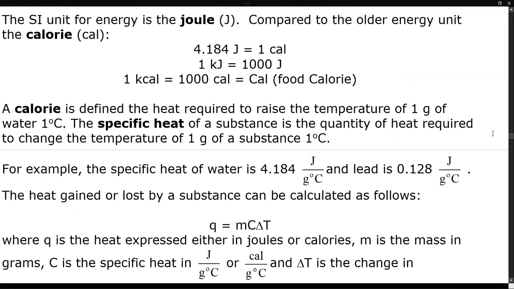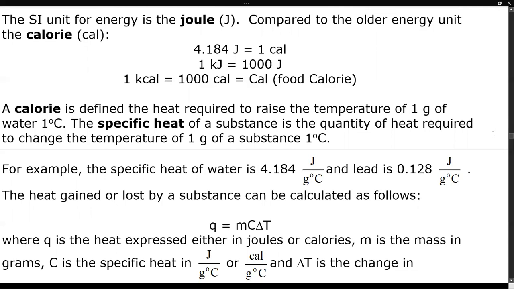Now, the specific heat, which is going to be a quantity we're going to use in our calculations, is the quantity of heat required to change the temperature of 1 gram of any substance by 1 degree Celsius, and you'll have to look that up for most things. Now, specific heat of water in joules is 4.184 joules per gram degree Celsius, or 1 calorie per gram degree Celsius. And lead is 0.128 joules per gram degree Celsius. Notice that specific heat for water is high. And that explains why we retain our body temperature, for example. You have to remove or add a large amount of heat to cause a significant temperature change compared to some other substances.